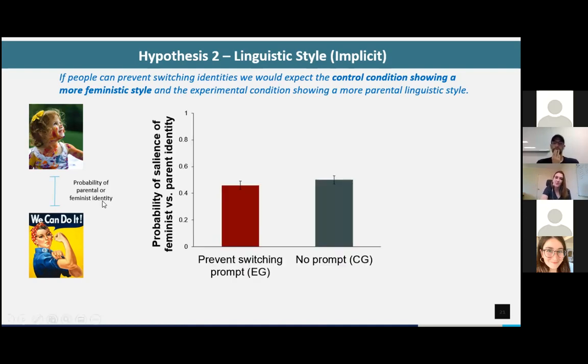And so this is now the probability that the feminist identity is salient. So 1 would be that the parent identity is salient, 0 that the feminist identity is salient. And again, we found no significant difference between the experimental group and control group.